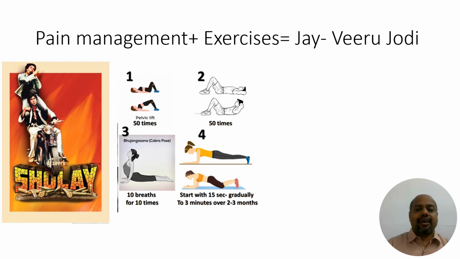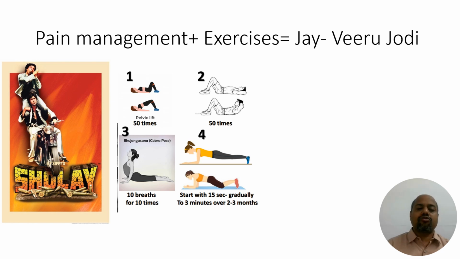These are the exercises I generally prescribe: pelvic lifting exercises 50 times, abdominal exercises 50 times. Then bhujangasana, a very popular yoga asana also known as the cobra pose; take 10 breaths up above and do it 10 times. And lastly, a plank exercise, which you start from 15 seconds and gradually grow up to about 3 minutes in 2 to 3 months.